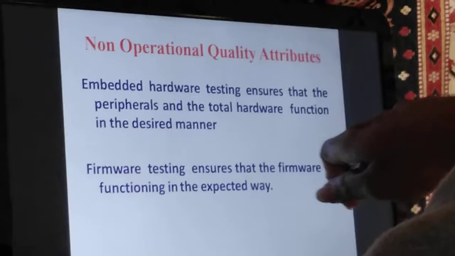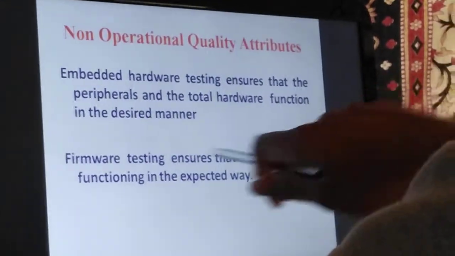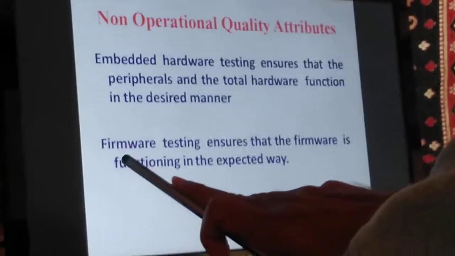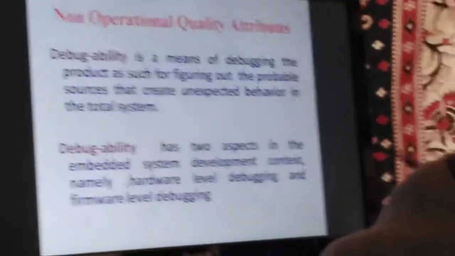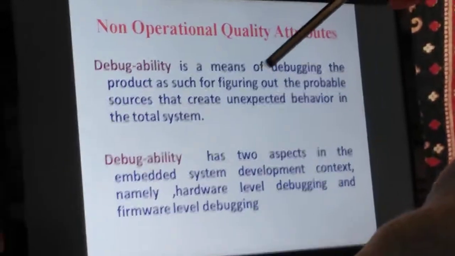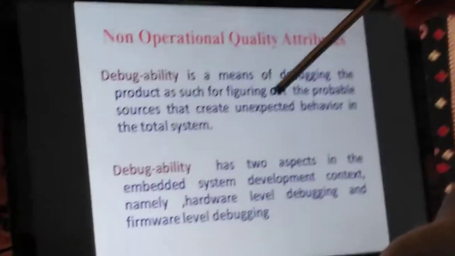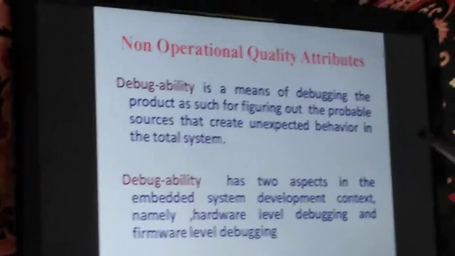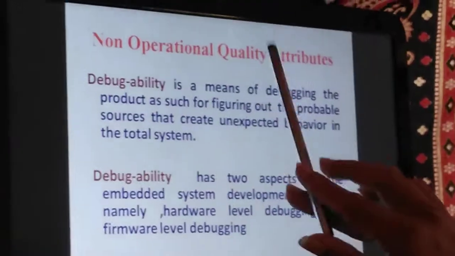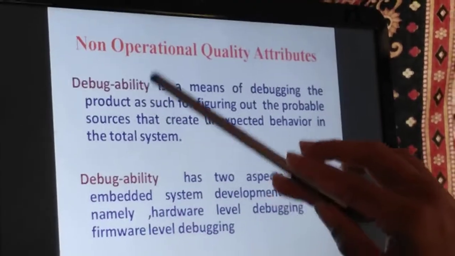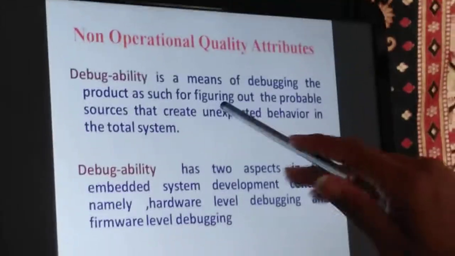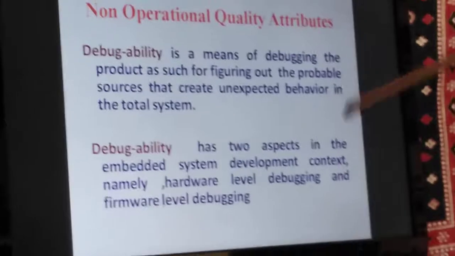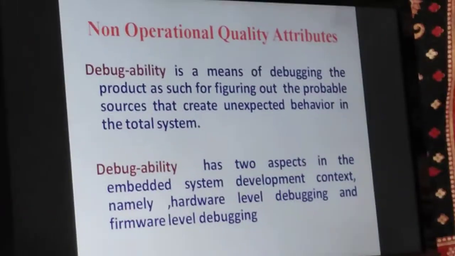Firmware testing ensures that firmware is functioning in the expected way. This is only testing the software part of your embedded system. For this you can use simulators. Debuggability is a means of debugging the product as such, for figuring out the probable sources that create unexpected behavior in the total system. When you develop a system, unless we debug it, we will not be able to find out the errors or the unexpected behaviors.